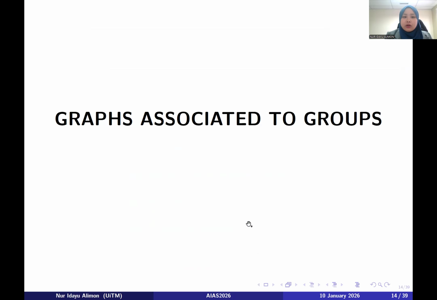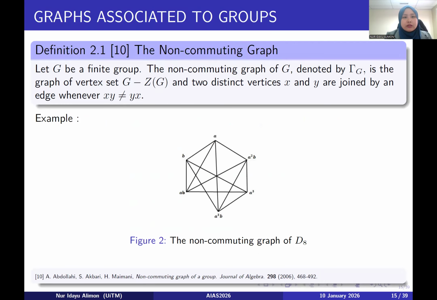Okay, let's go to the graphs associated to groups. In this presentation, I will only explain two types of graphs. The first one is the non-commuting graph, and the other one is the extension of the non-commuting graph, which is the G-non-commuting graph. The non-commuting graph is a graph denoted by Γ_G, where the vertex set is the non-central elements G minus Z(G), and two distinct vertices x and y are joined by an edge whenever xy does not equal yx, which means the two elements do not commute with each other. Then we can have the adjacent vertices.